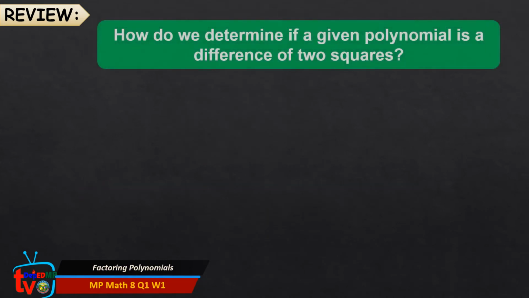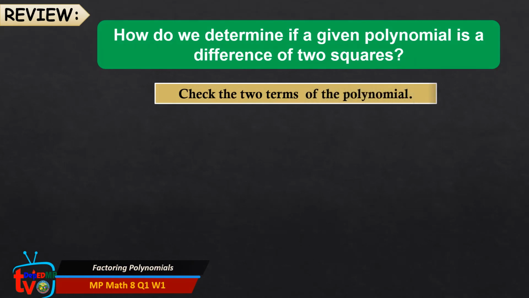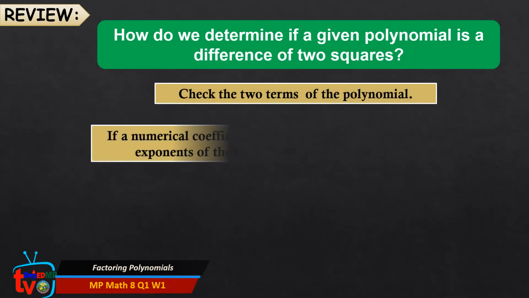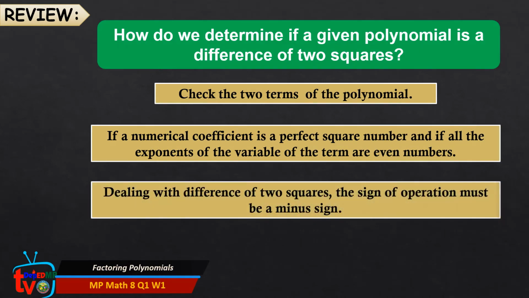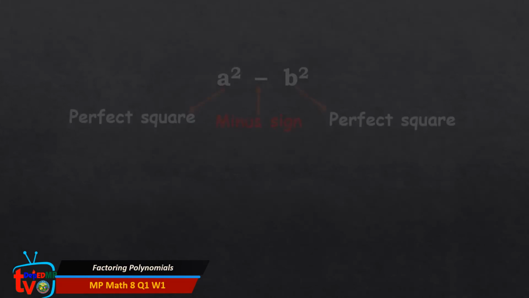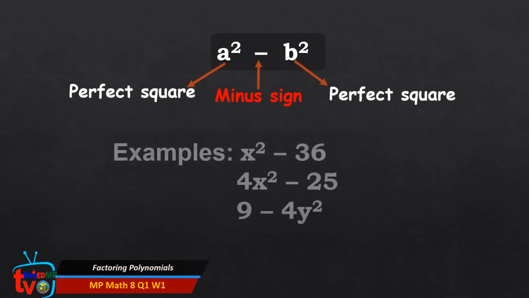So how do we determine if a given polynomial is a difference of two squares? We are going to check the two terms of the polynomial. The numerical coefficient must be a perfect square number, and all the exponents of the variables of the term must be even numbers. And of course, since we are dealing with a difference of two squares, the sign of operation must be a minus sign.